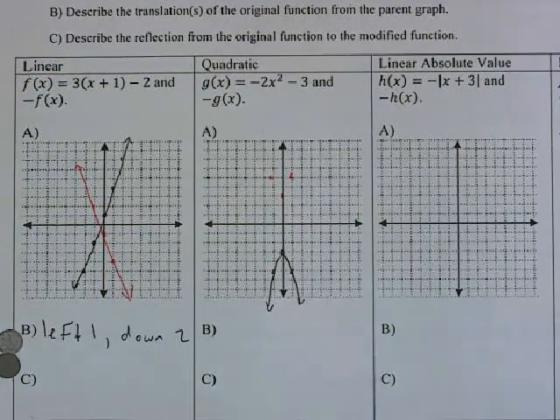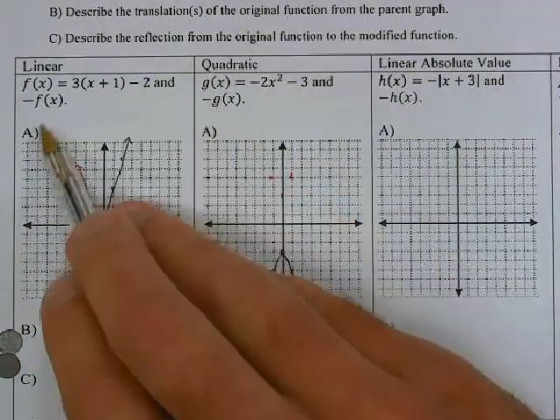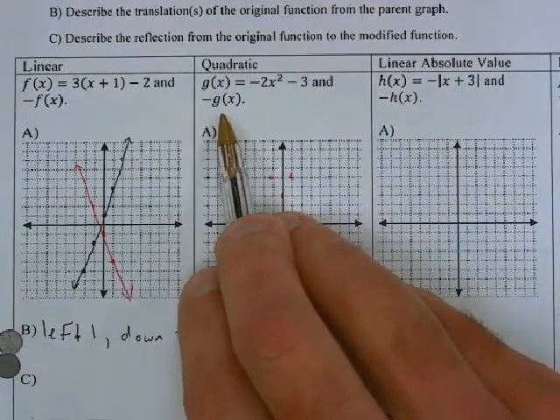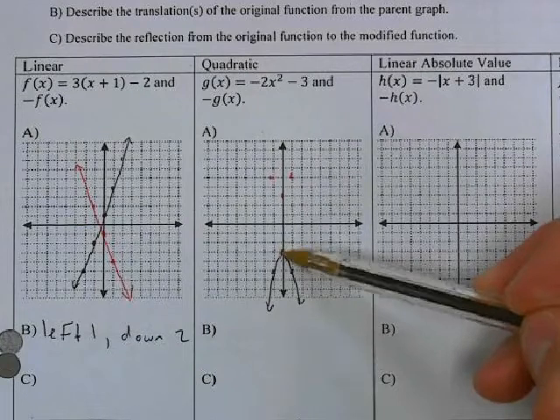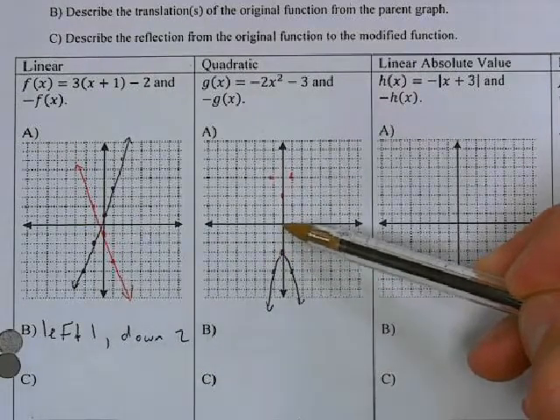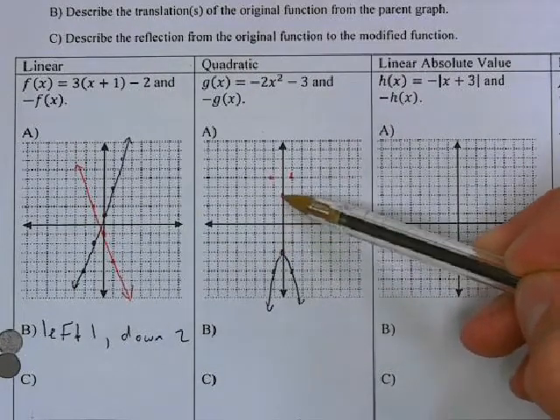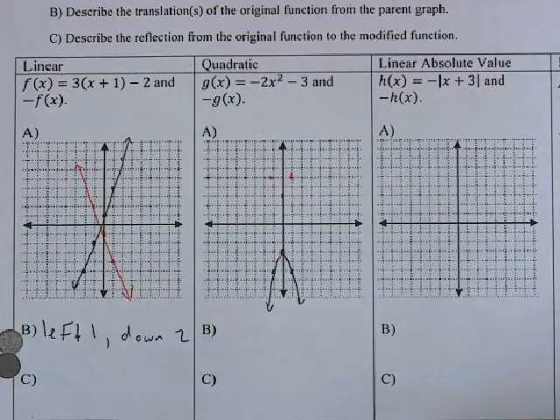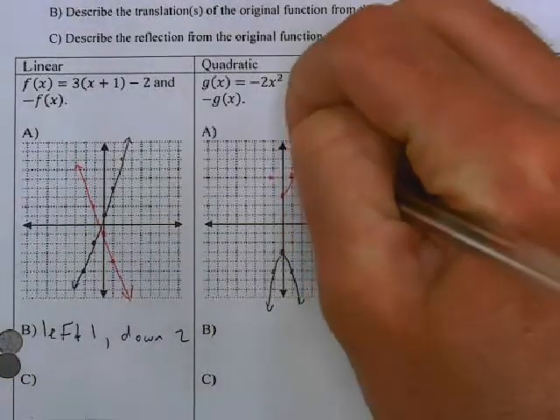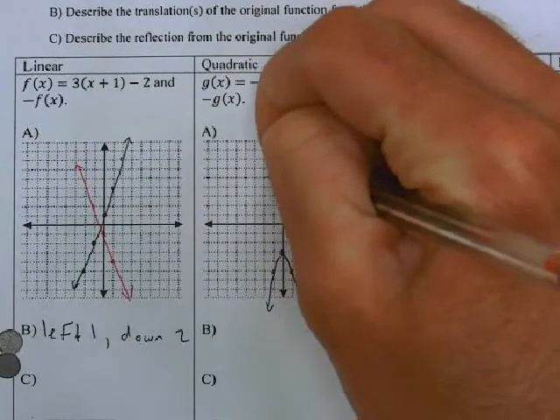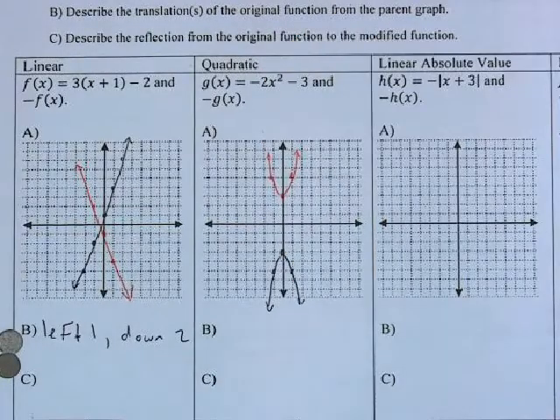Another way to think about it, once you know that this represents a reflection over the x-axis, you just want to put points on the opposite side of the x-axis. In other words, this point is 1, 2, 3 units away from the x-axis, so I want to put it 1, 2, 3 units away on the other side. That's another way to move your points. And then we can draw our parabola. It's going to look something like that.